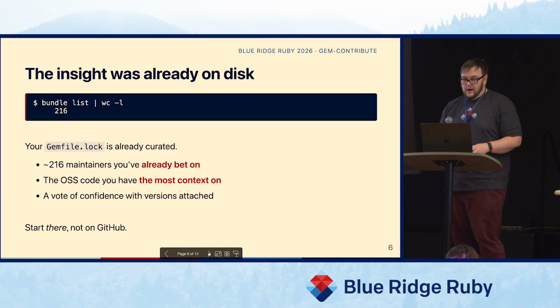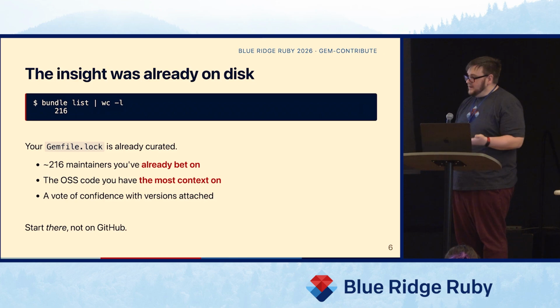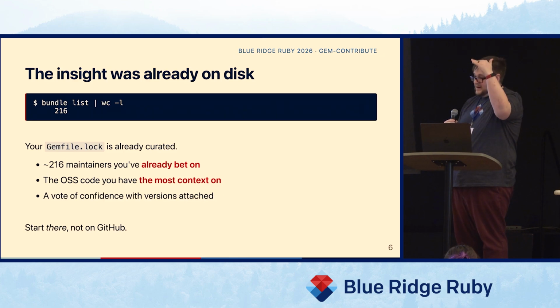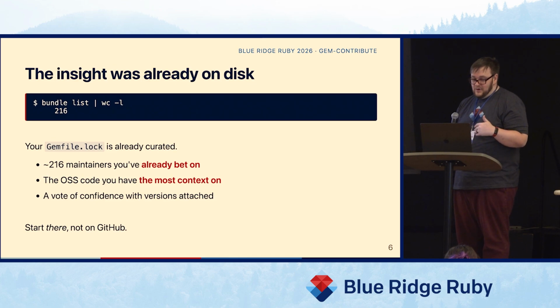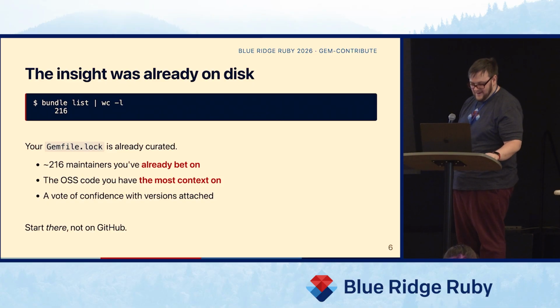I thought that was a very elegant solution to trying to figure out a project to support or to contribute to. So this is the bundle list of the main project that I work on at work. As you can see, there's 216 gems at the end of the Gemfile.lock file. And that's 216 projects that I already interact with on a daily basis, that I trust to put in my production systems, and hopefully are then well maintained, knock on wood.